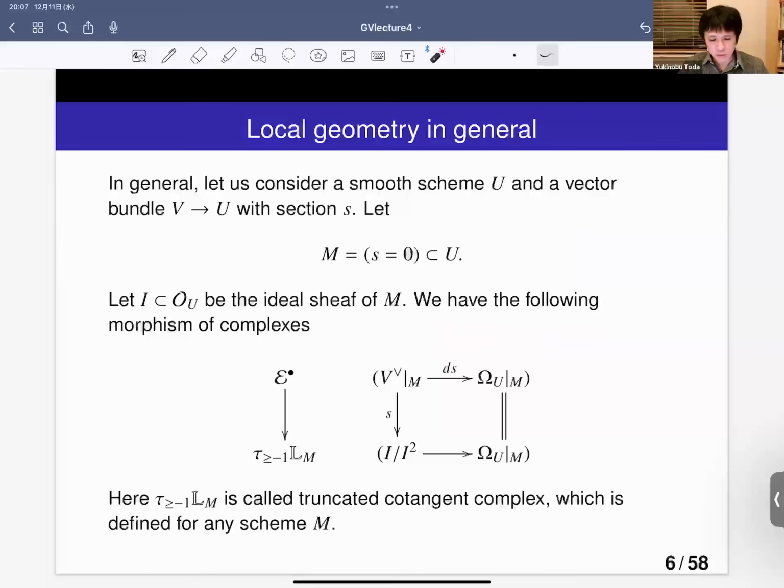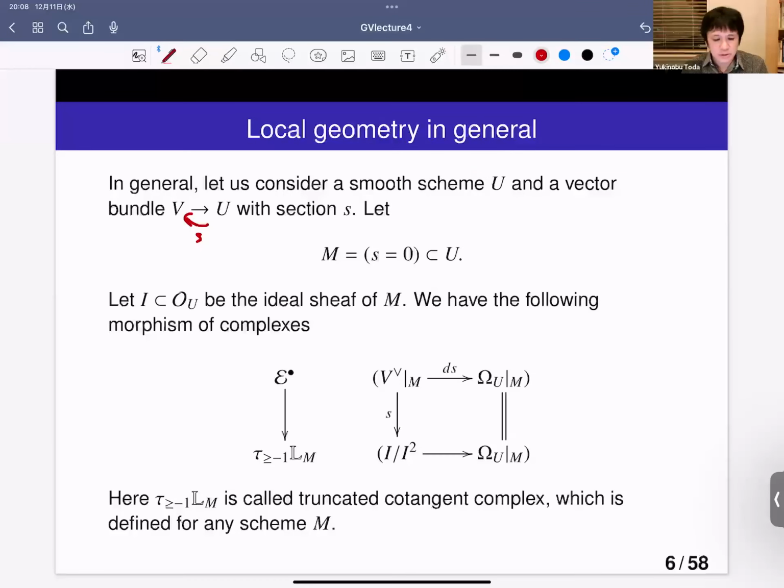So yes, first I explain about virtual fundamental class. In general, let's consider the following situation. This is more general than the previous one. Let's consider some smooth scheme U, and also some vector bundle V on U, with a section S. So the section is here.